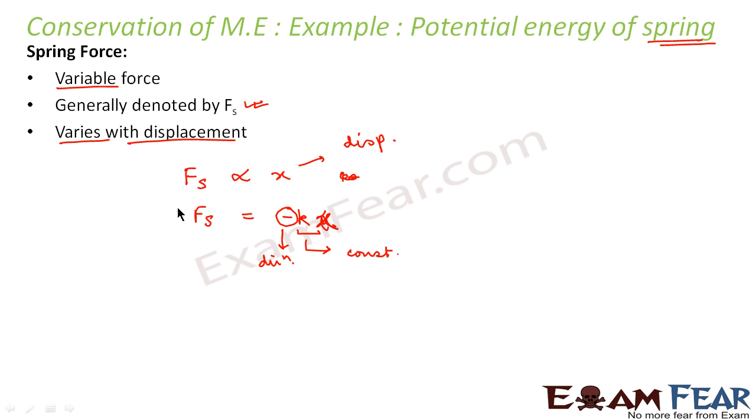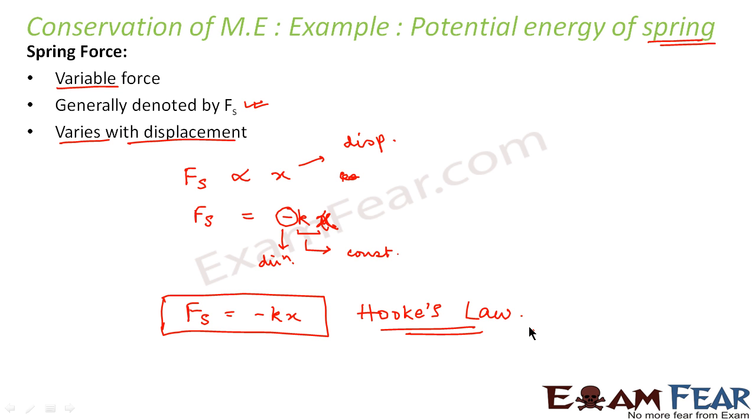Now, what is this expression called? This expression Fs is equal to minus kx is the famous Hooke's law. Right. So, in a spring, there is a spring force which acts. It is a variable force. It changes with displacement. It acts in a direction opposite to the direction of displacement. Now, what we'll do next, we'll plot graphs of Fs with respect to x, and we will see how the spring force varies with the displacement.